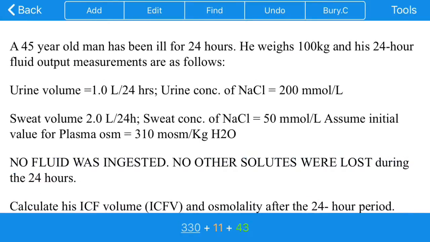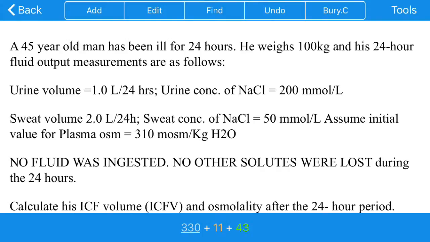Question is, a 45-year-old man has been ill for 24 hours. He weighs 100 kilograms. 24-hour fluid output measurements are as follows. So he's lost a liter of urine, which is less than the normal 2.4.